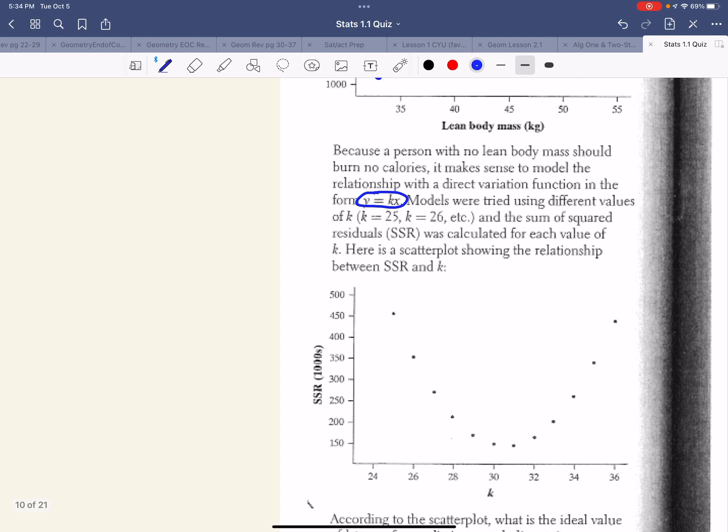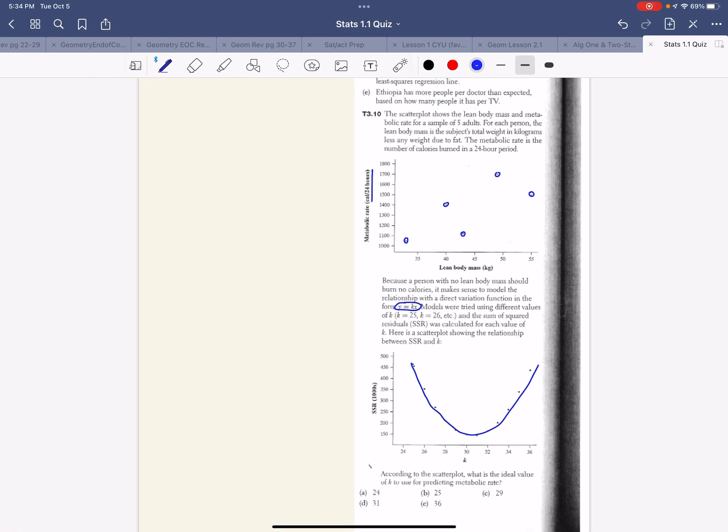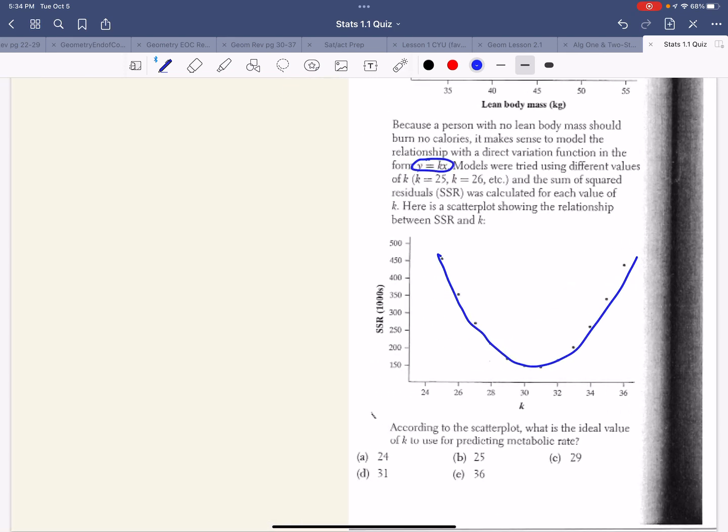So we see that this forms a U, okay? If this question was on the test, this would be considered bonus because this looks non-linear. It looks like it's behaving differently, right? So according to the scatter plot, what is the ideal value of k to use for the predicted metabolic rate?